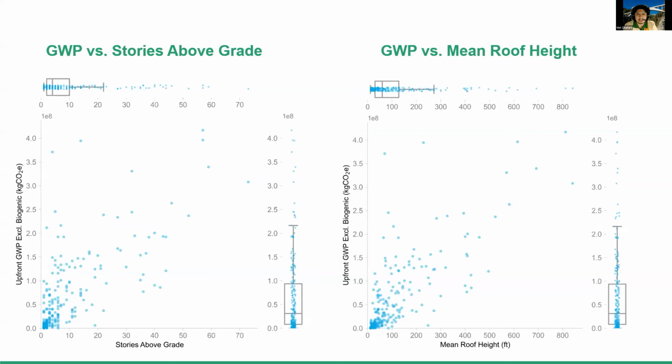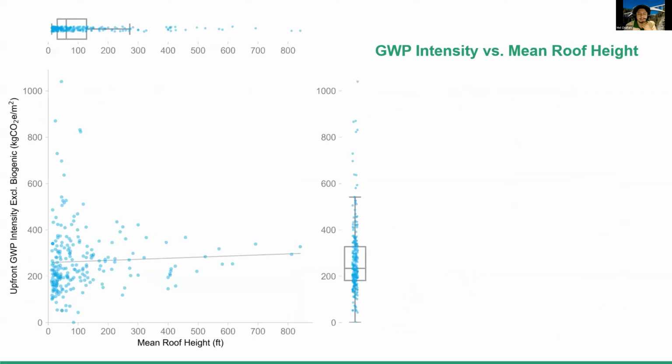We also checked this against some other key features that we thought would be very important, such as mean roof height and stories above grade. But what we found was that there was no real correlation here. We found this, maybe not exciting so much as interesting, in the idea that we need more data to understand this more in depth.